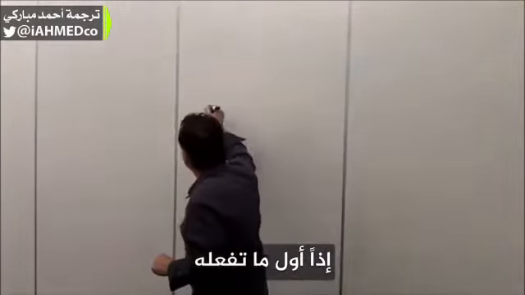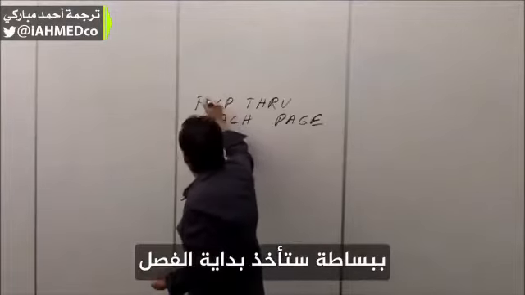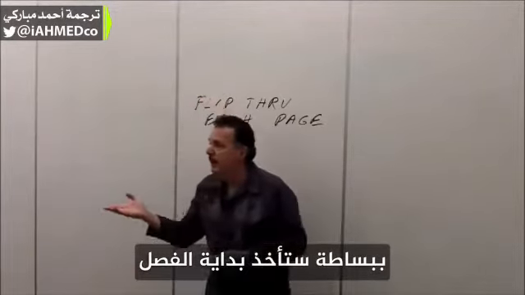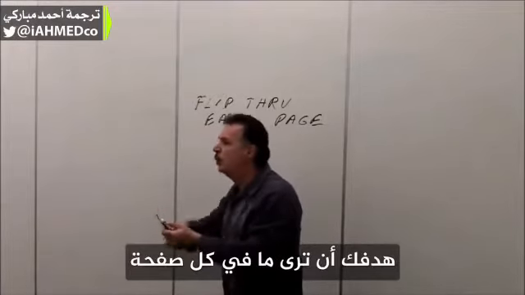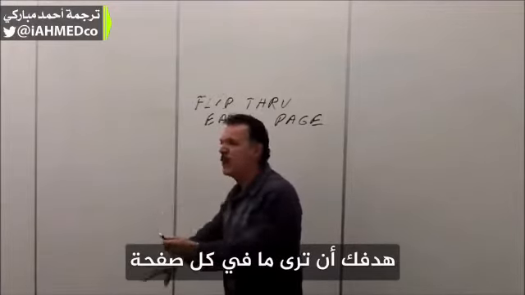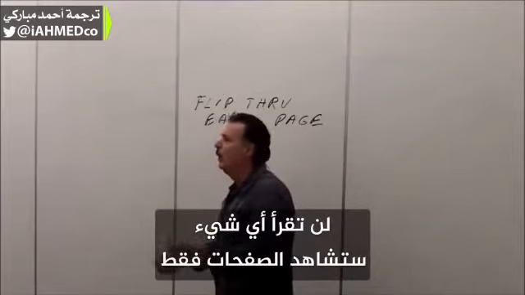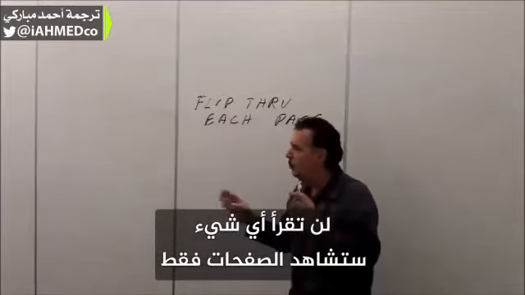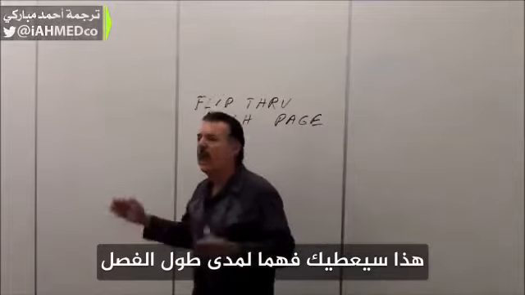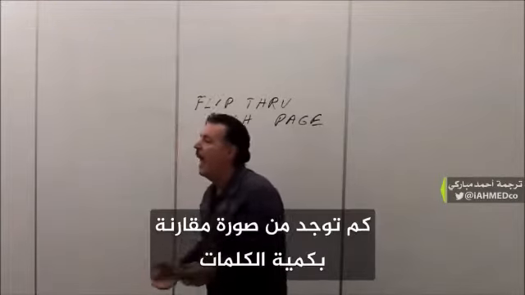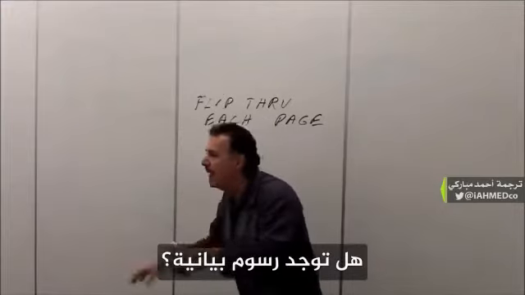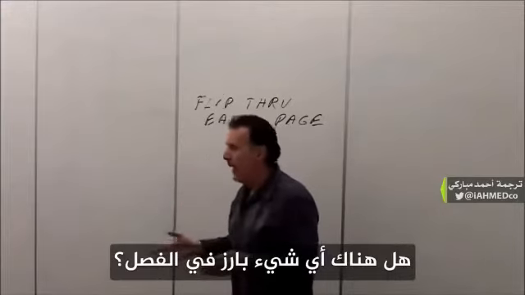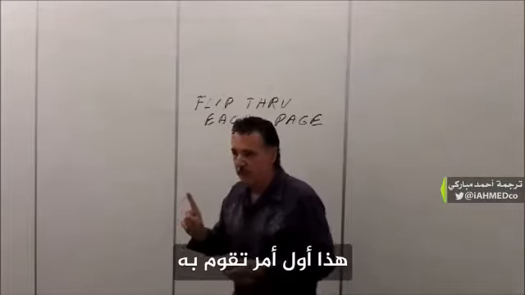So, the first thing you're going to do is simply take the beginning of the chapter and turn page after page after page, and just look to see what's on each page. You're not going to read anything. You are just going to look at what the pictures are. It's going to give you a sense of how long the chapter is, how many words there are compared to images, whether there are going to be graphs, whether anything jumps out at you. That's the very first thing you're going to do.